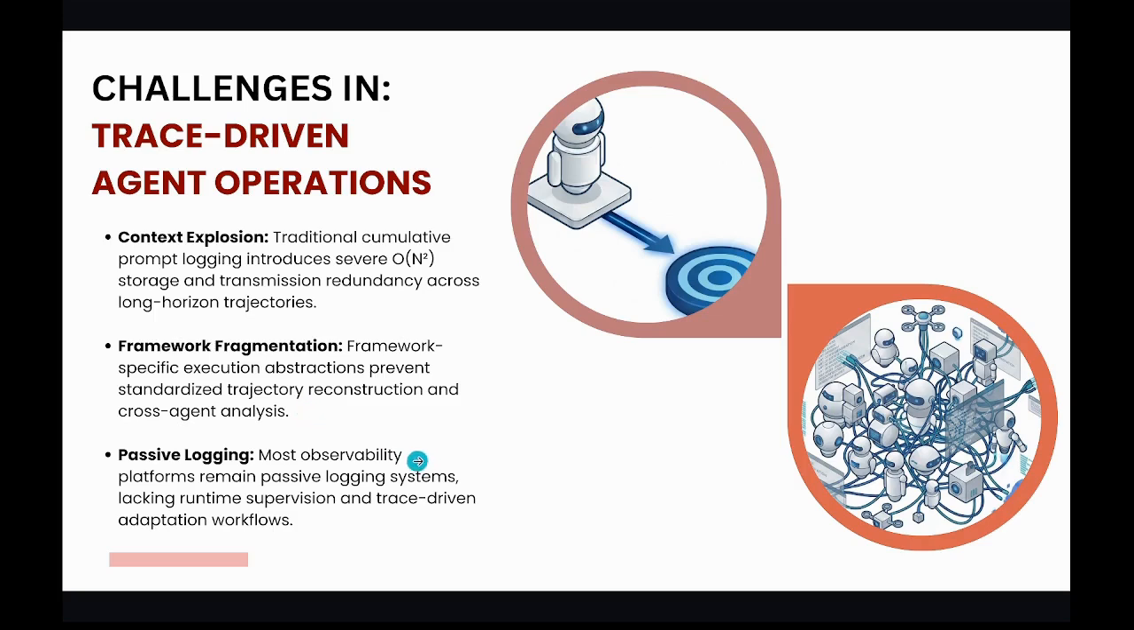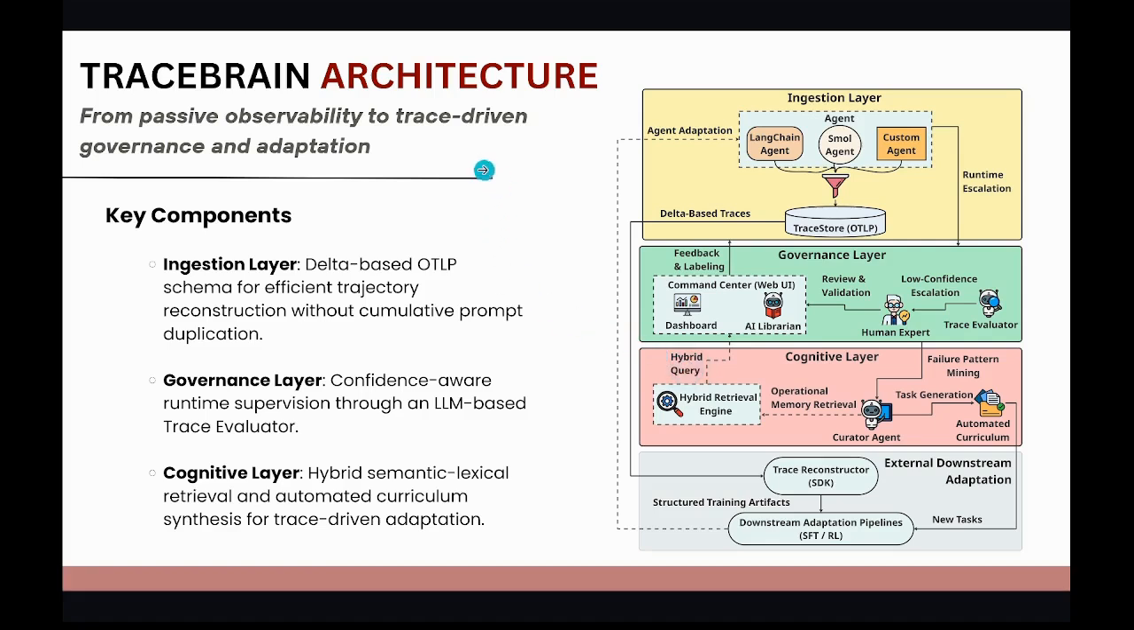Finally, the problem of passive logging. Most observability platforms remain passive logging systems, lacking runtime supervision and trace-driven adaptation workflows. These limitations create a clear gap between passive monitoring and active operational control. To solve this, we introduce TraceBrain's modular architecture.